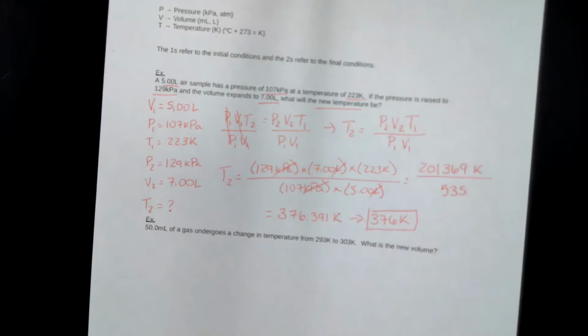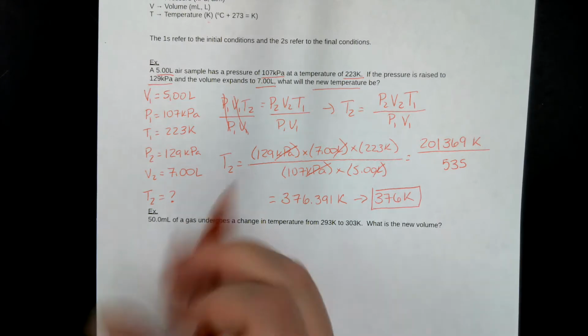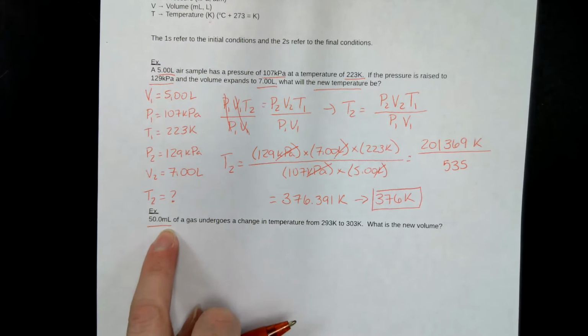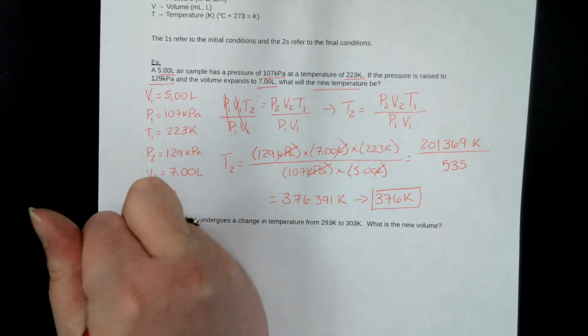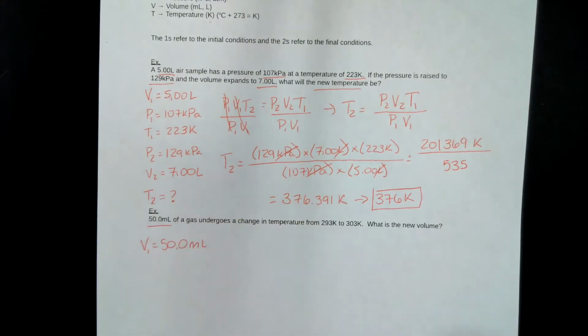Let's look at another problem using the combined gas law. So 50.0 milliliters of a gas undergoes a change in temperature from 239 Kelvin to 303 Kelvin. We want to know what is the new volume. So 50.0 milliliters is our first volume. And again, I can recognize that as being a volume because milliliters is a unit of volume. So we're going to say V1 is 50.0 milliliters.